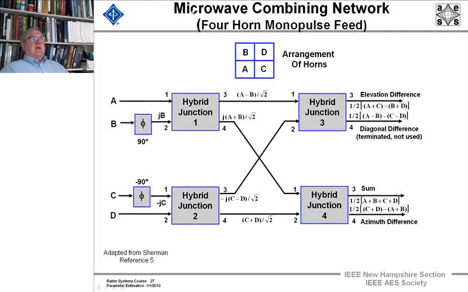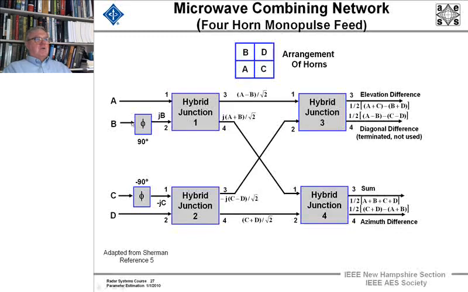Now let's look at the microwave combining network. I was intrigued by this part. This is interesting because it's some neat things. How do you implement from the ABCD and microwave and come out with a sum, an elevation difference, an azimuth difference signal, and one we don't use, just by using microwave components?